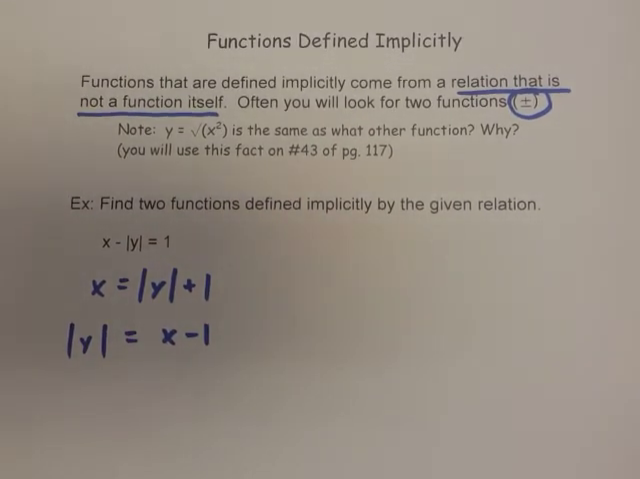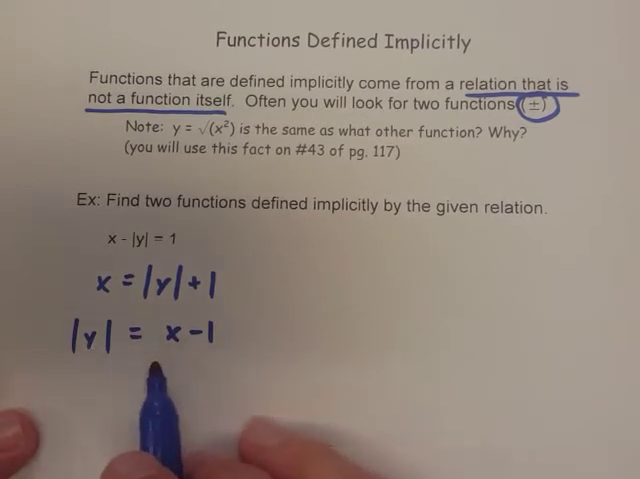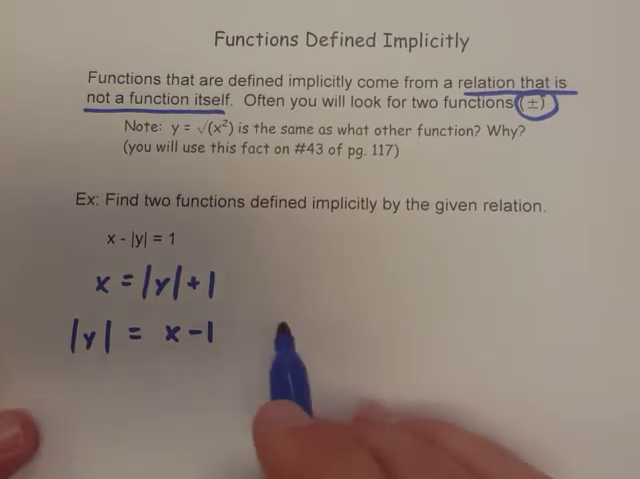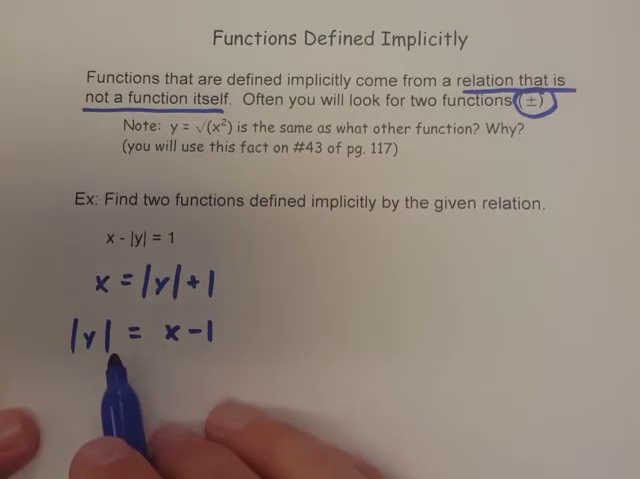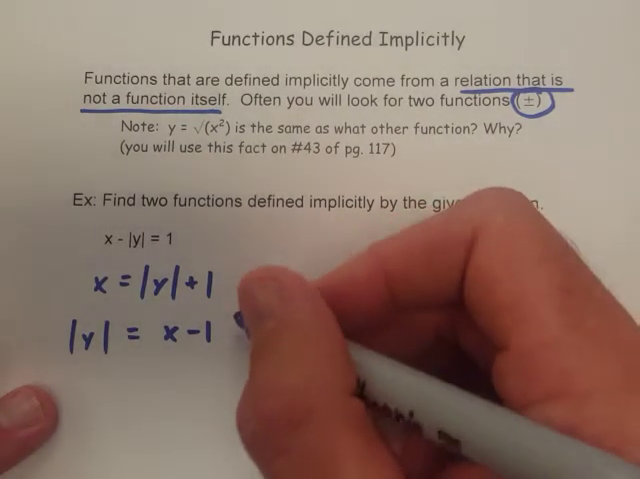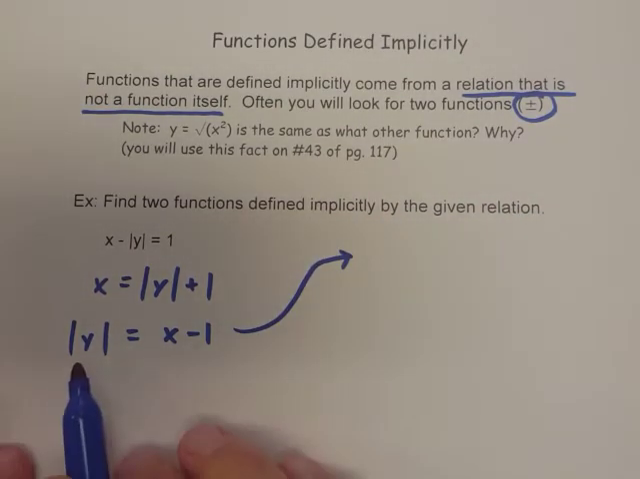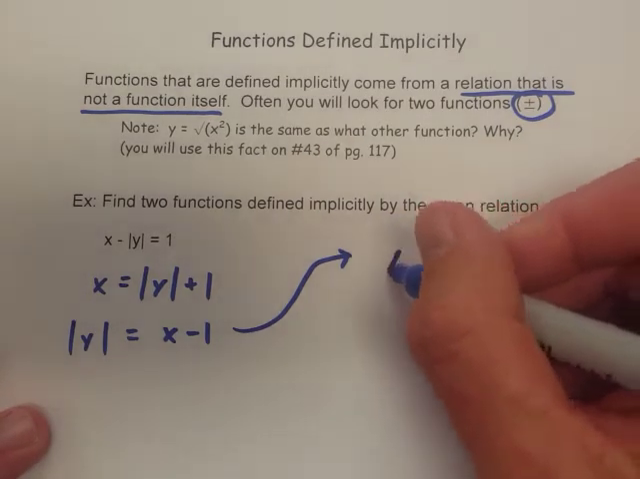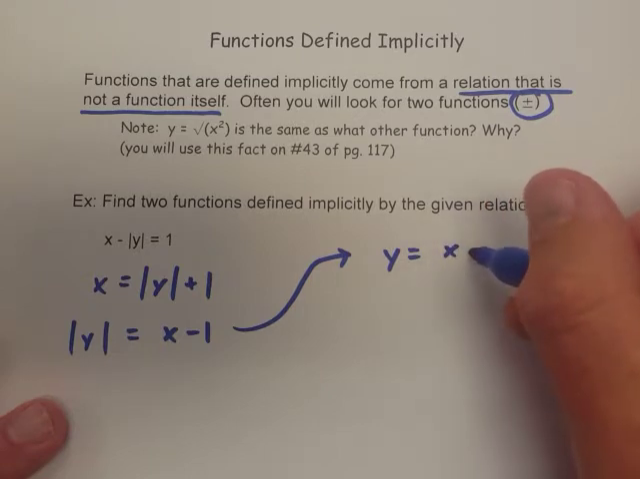Now when you have an absolute value, remember that anytime you put in a positive number, it comes out positive. Anytime you put in a negative number, it comes out positive. So whatever goes into the absolute value, there are two possibilities. This is where it splits. One of them, we just take off the absolute value bars, and it's y equals x minus 1.